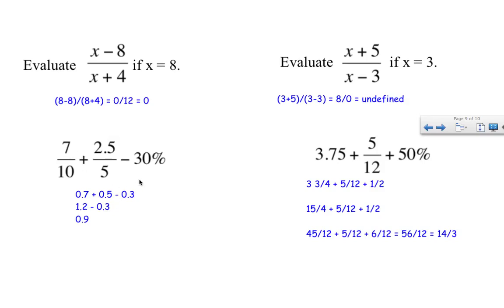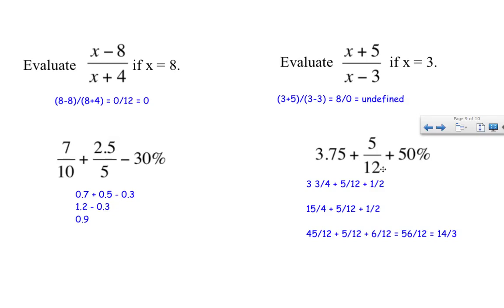Over here, kind of that idea again. I want you to look at when it's easier to go to decimal and when it's easier to go to fraction. 7/10 I look at and say, oh, that's easy. So I change that to 0.7. 2.5 over 5, I said, well, I know what 25 over 5 is, so that seems pretty easy. And 30% to a decimal. So I left all the answers in decimal form for all the simplification. So I got 0.9. Now over here, what happened is I went 3.75, that's not bad. I could go either way.